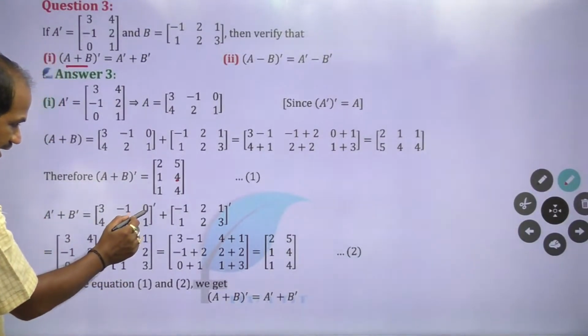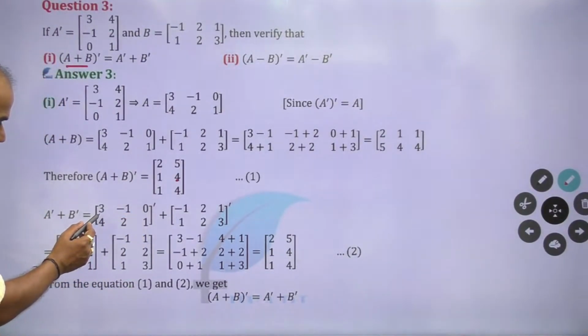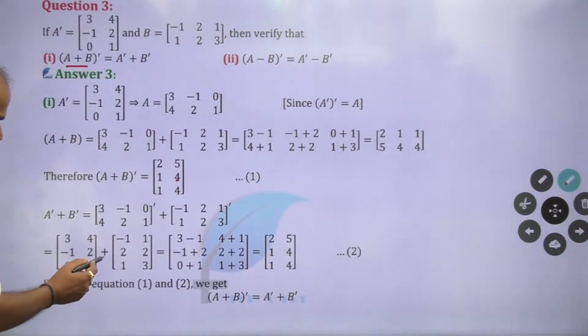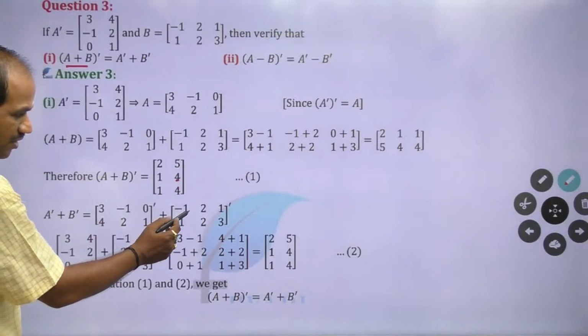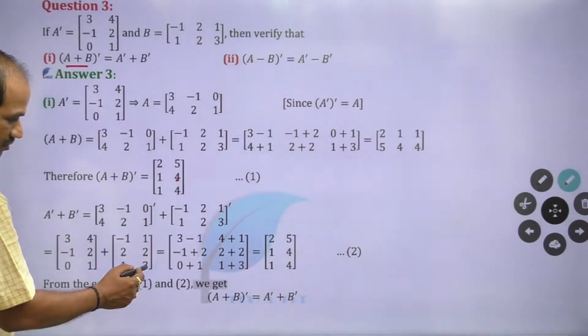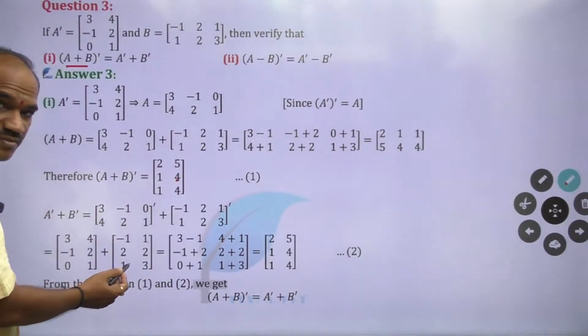So transpose means interchanging rows into columns. Here the first row is 3 minus 1 0, the second row is 4 2 1. Plus, this one also, the same way: minus 1 2 1 as the first row, and 1 2 3 as the second row. See here, the sum of two matrices.